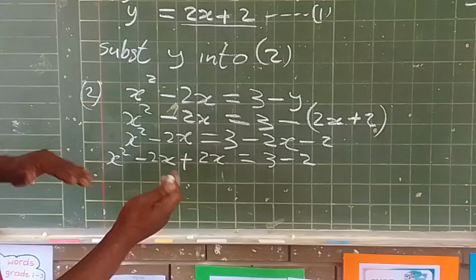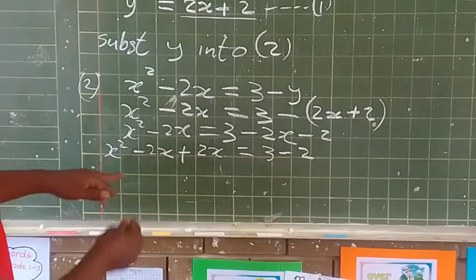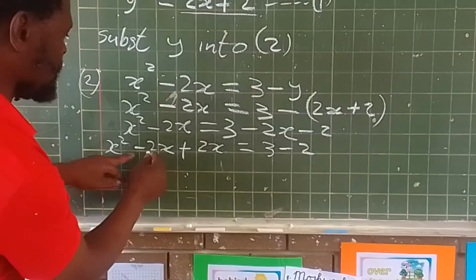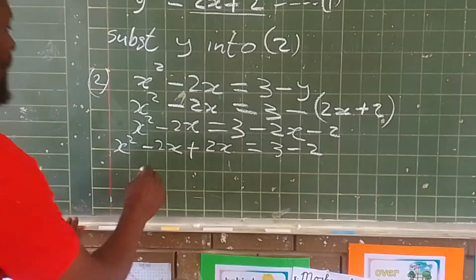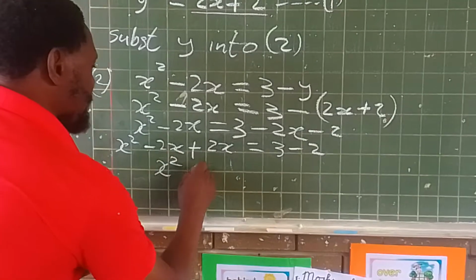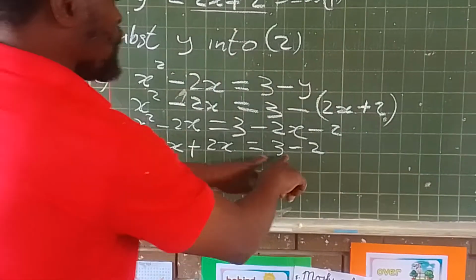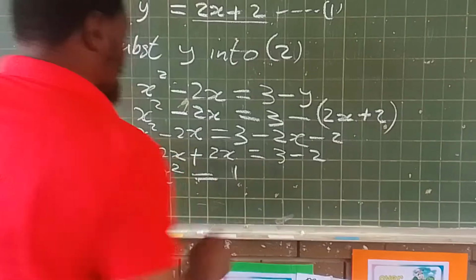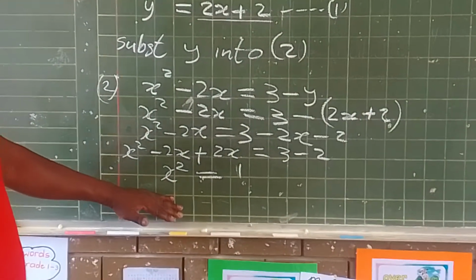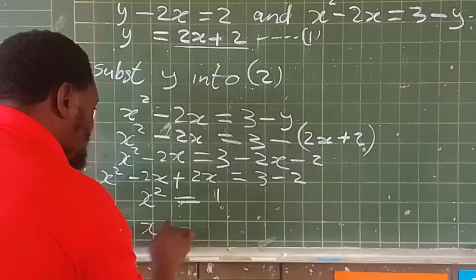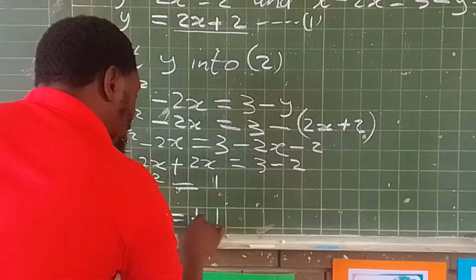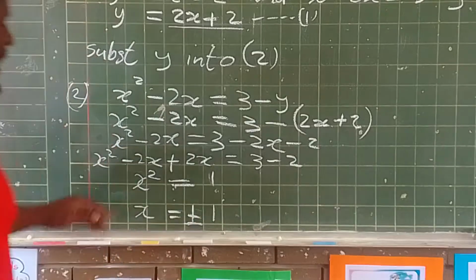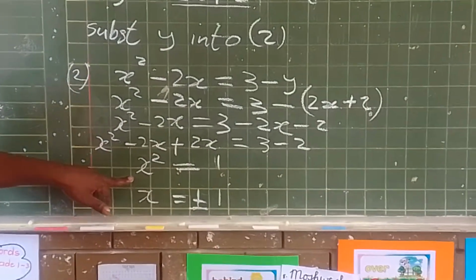This is what I was trying to explain the last time, but I think it's good when I write it so that you will see what is happening. You see this minus 2x and plus 2x becomes a 0. You are left with x squared is equal to 3 minus 2, it's 1. This is how it became. Then your x is equal to plus minus 1. I think you all understand how it came about.